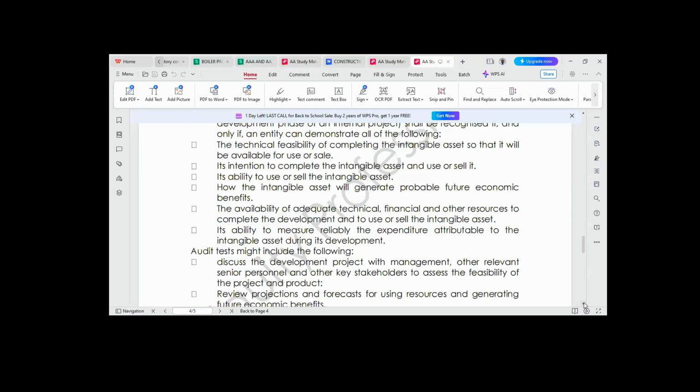Number one, discuss development projects with management, other relevant senior personnel and other key stakeholders to assess the feasibility of a project and product. So it is only the conceiver, the person that conceived, the person that vetted this idea that can give you insight as to whether this thing will come to pass or not. All right.